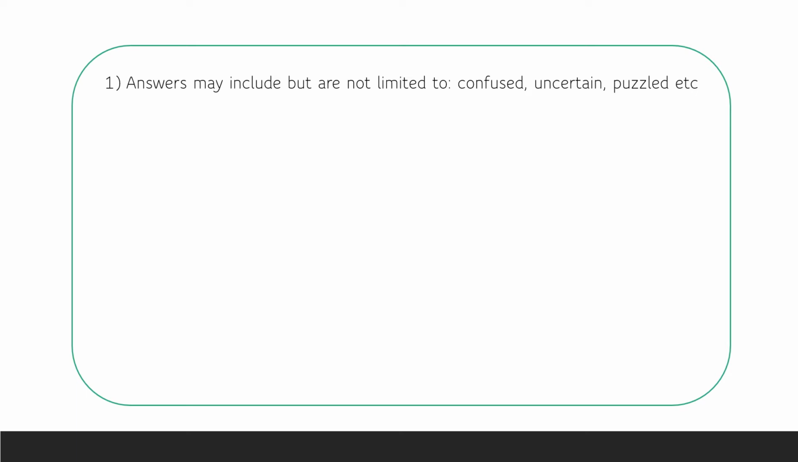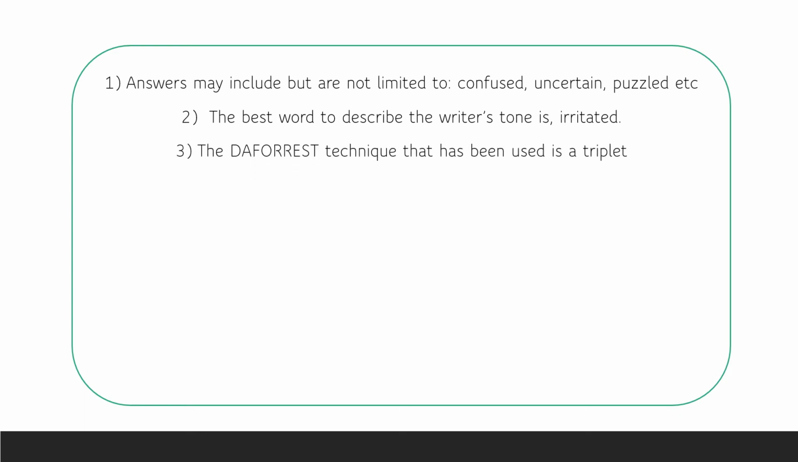Okay, number 2. We're thinking about the tone that the writer has used, okay? So the best word to describe the writer's tone is irritated. Number 3. So look at the line, contestants are subjected to disgusting, terrifying and often humiliating tasks. What DeForest technique has been used here? And of course the DeForest technique would be a triplet. Now if you haven't put a triplet, you can also put a group of 3 as well. Sometimes we do change up the actual technique, but it means the exact same thing.